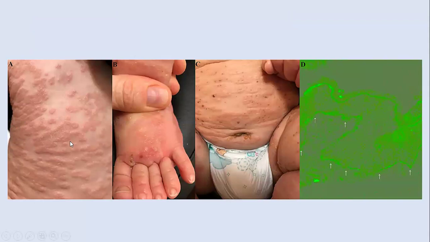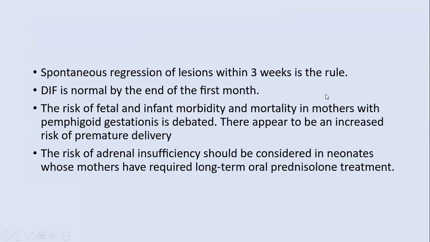You can see these plaques, then crusted lesions, a few tense blisters, and DIF showing C3 deposition at the basement membrane. A spontaneous regression of lesions occurs in 3 weeks, just like neonatal pemphigus vulgaris. DIF is normal after the first month. Risk of fetal and infant morbidity and mortality in mothers with pemphigoid gestationis is debated, but there appears to be an increased risk of premature delivery.